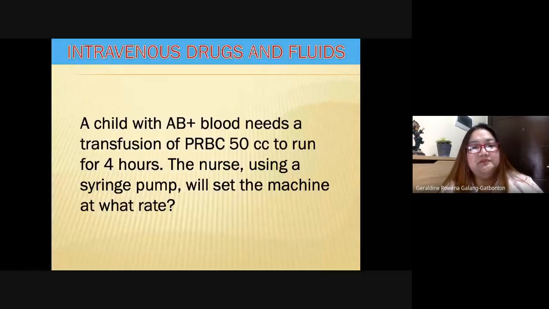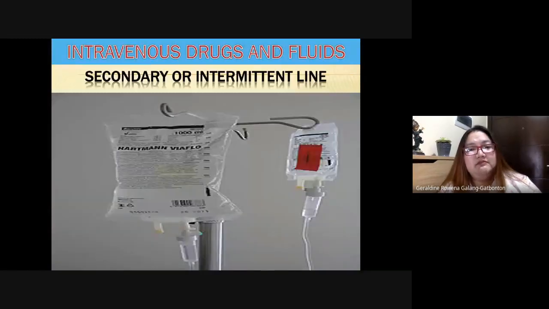Okay? So when we say secondary or intermittent line, sometimes you will see a main line, this IV, and then there is another IV. There is a primary line, and then sometimes there are many secondary or intermittent lines. It could be drugs, no?